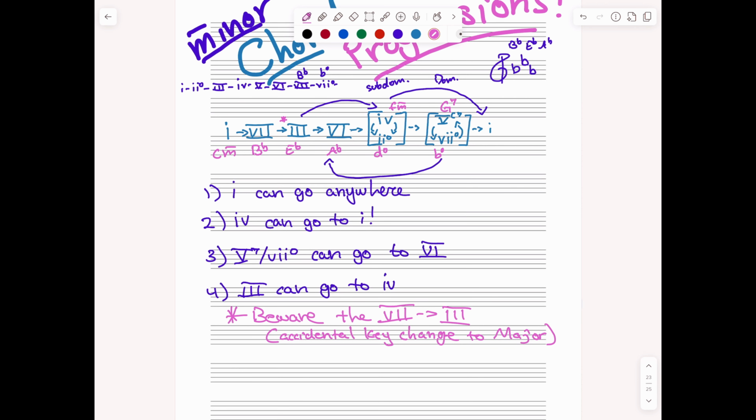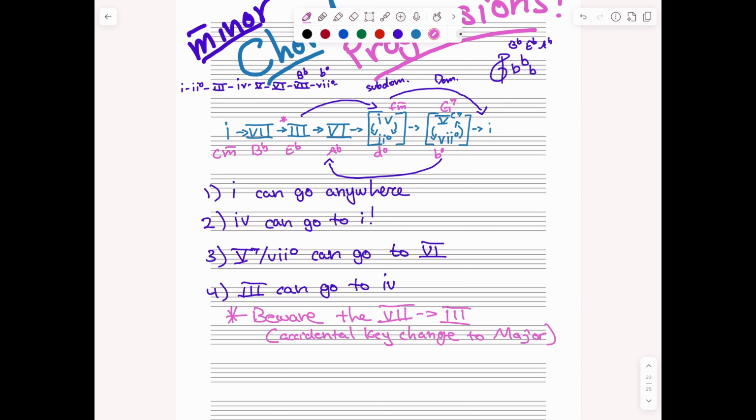Because it's circle of 5th movement, right? B flat to E flat. That's 7 to 3, but if we're in the key of E flat, that's 5 to 1. So B flat to E flat is just 5 to 1 in the key of E flat. And that's very dangerous. So if you use the E flat in a song, do not stay on the 3. Get away from it as fast as possible.